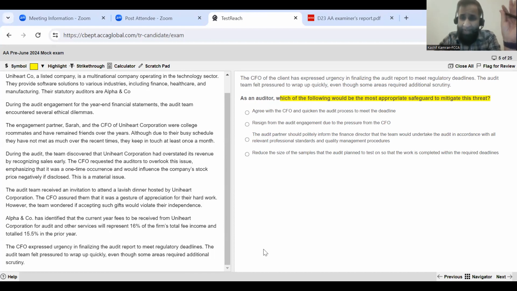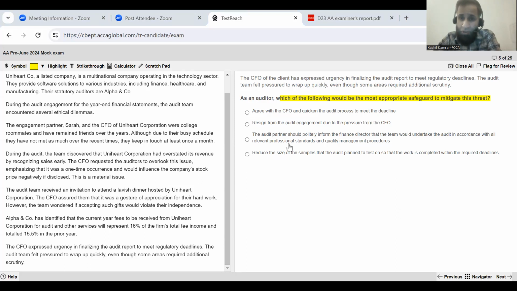Definitely C. A, agree with the CFO. You cannot agree with the CFO. That's absolutely wrong. Resign from the audit. Why? You are still in the audit. Reduce the sample size. No. If you reduce the sample size, are you coming under the pressure? Tell me. If you follow D, are you coming under the pressure of the CFO? Right? So what's the left option?